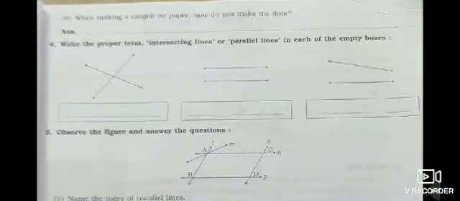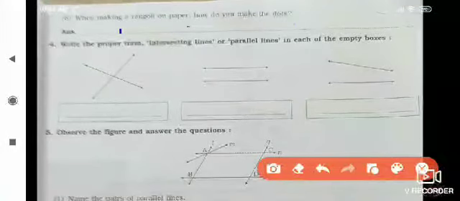When making a Rangoli on paper, how do you make the dots? How are you making the dots? On a straight line you are drawing these dots.